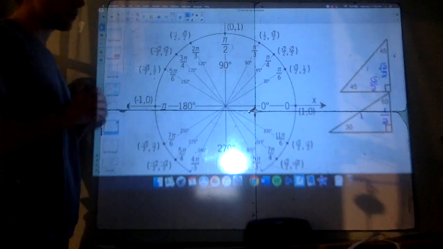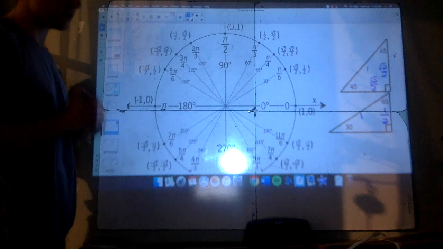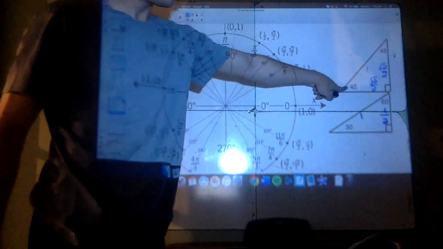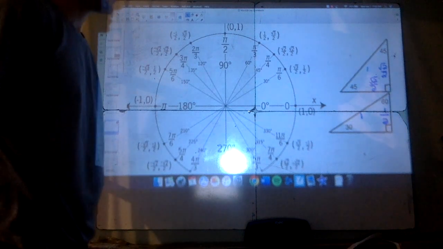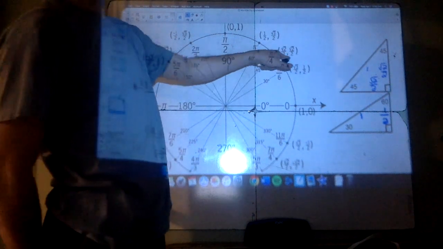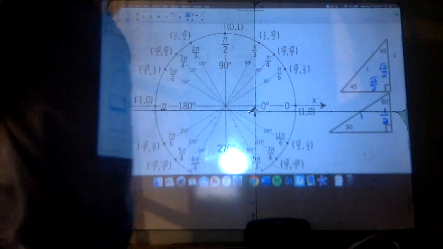All right, so now we're going to get into sine and cosine. I have our triangles over here that represent the two special triangles we're using to find these values we filled in our first lesson.